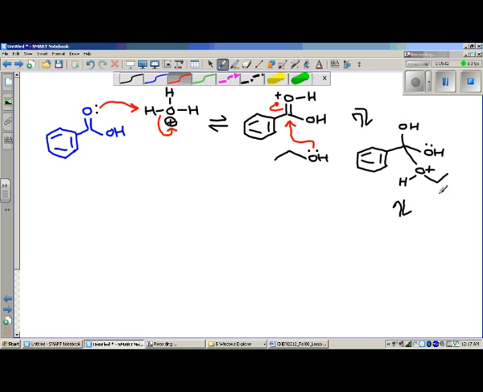This step that we have here has the initials PT. Now, who knows what PT stands for? Because I'm taking something and moving it somewhere else. This is a proton transfer. So I'm transferring the proton that was here. It's going to go somewhere else.